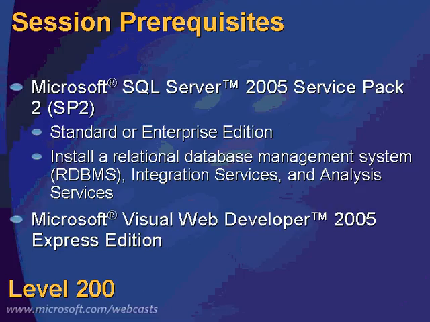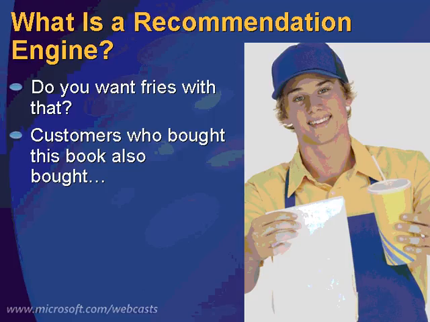So with that, I think it's time to talk about what recommendation engines are. The simplest recommendation engine, as you can tell from the photograph, is typically the guy in the fast food store saying the classic line, "Do you want fries with that?" Having bought a burger, bought some Coke, the next thing is offered as well, based on those purchases that you've already made.